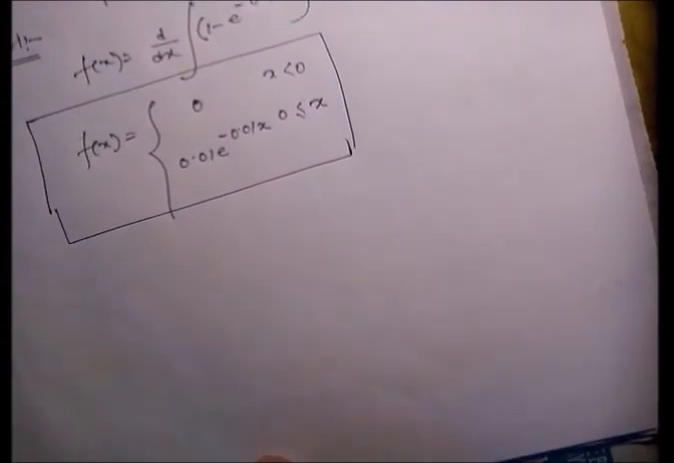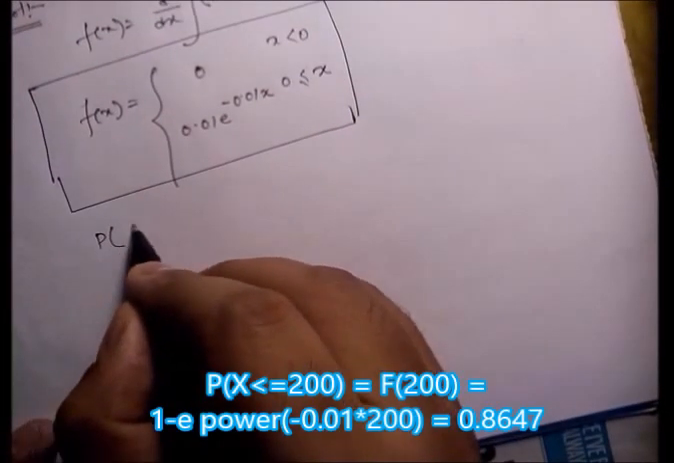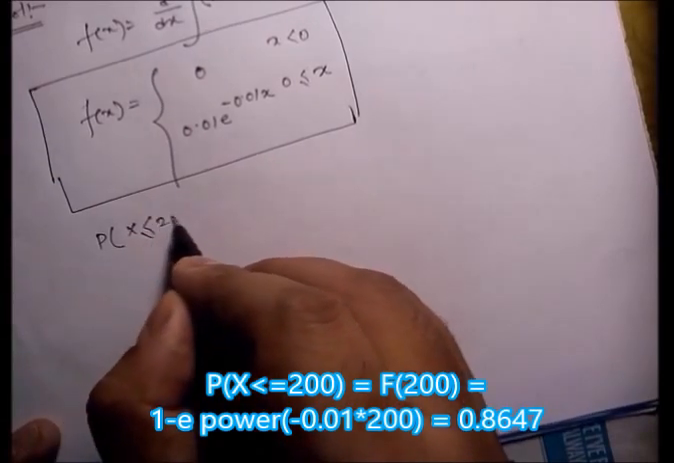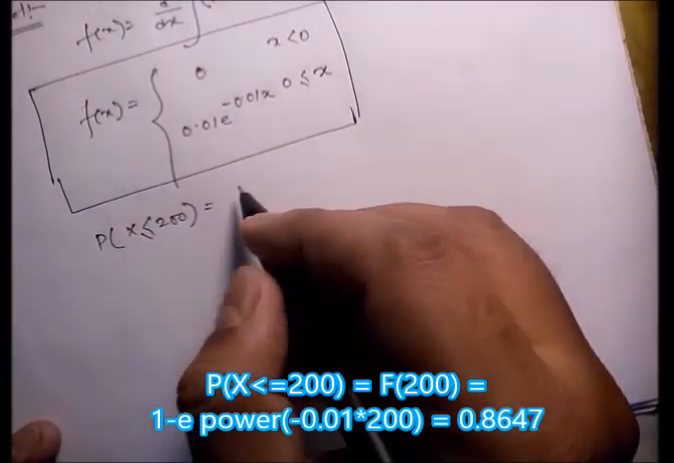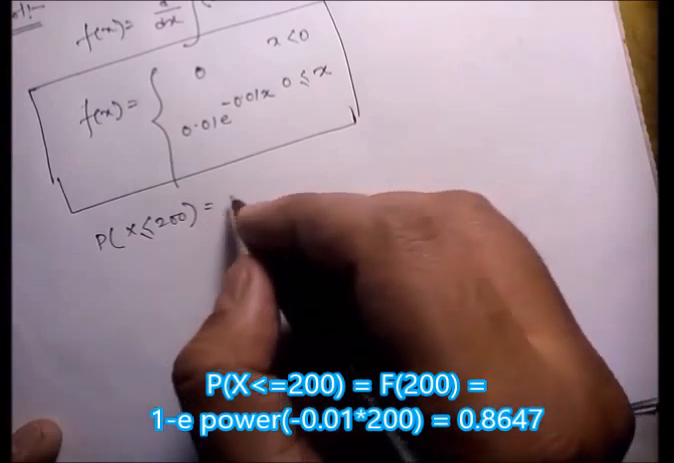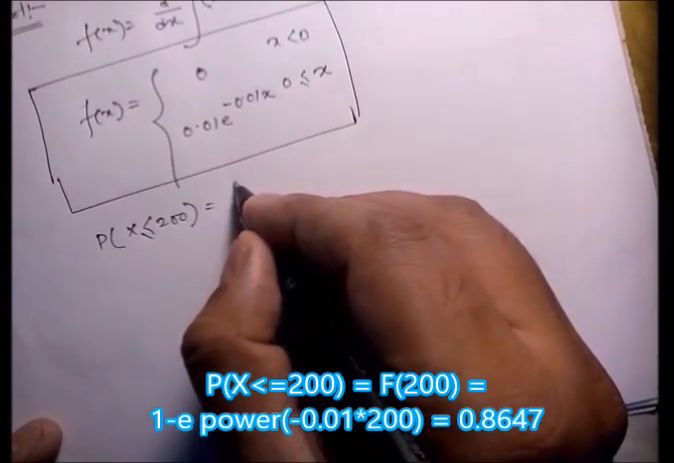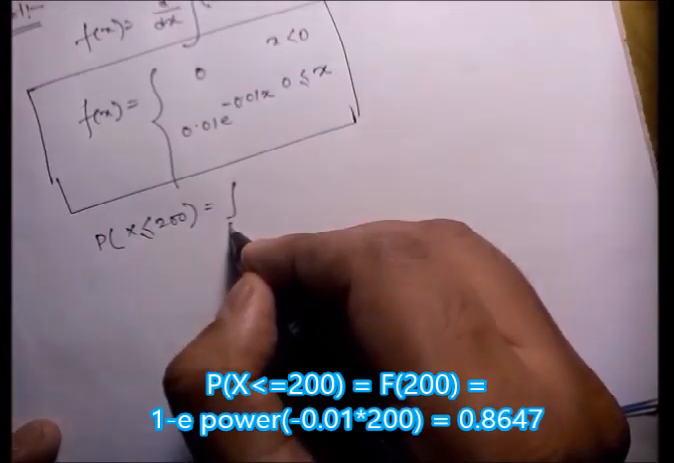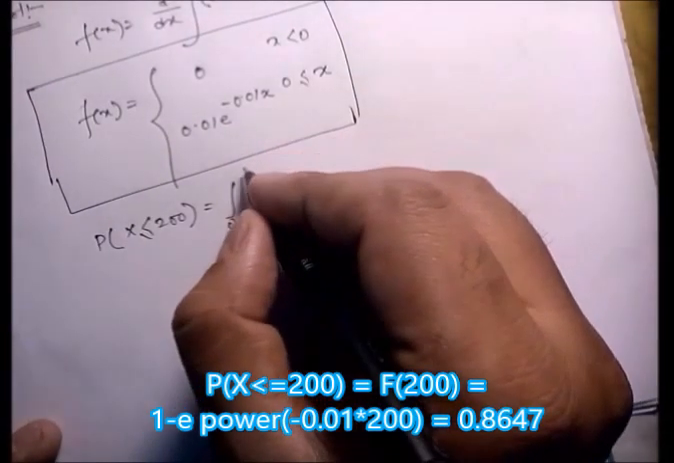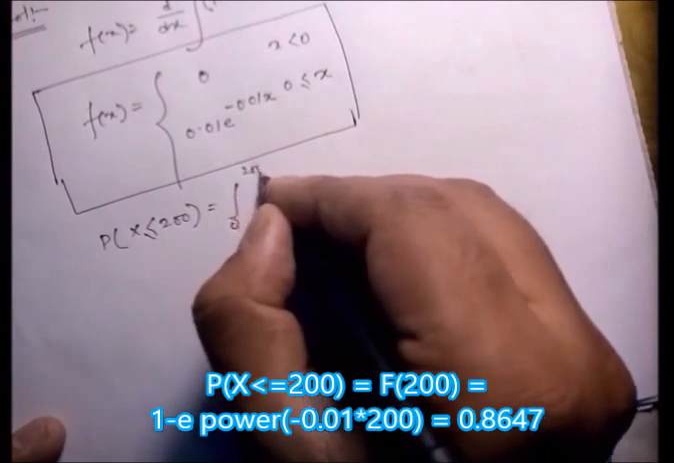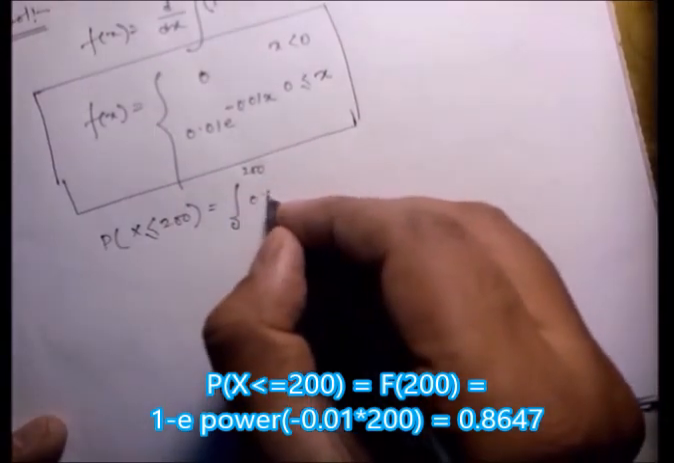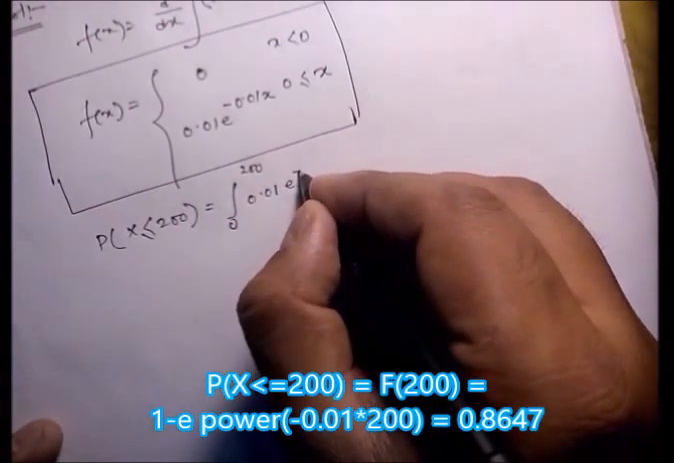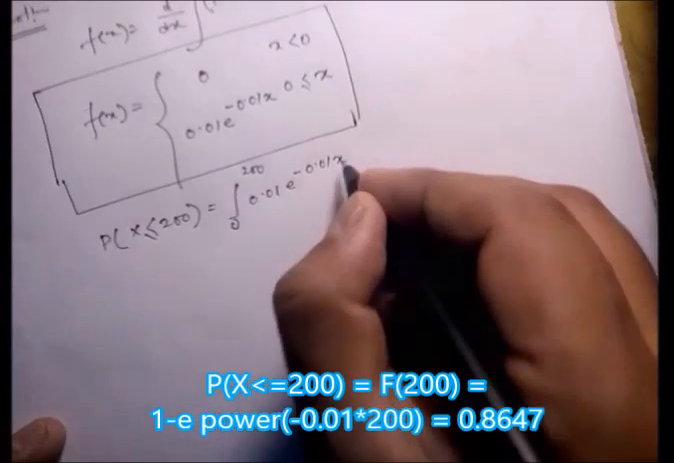Next question: what is the probability that the reaction will complete within 200 milliseconds? That means x less than or equal to 200 milliseconds. So from 0 to 200 milliseconds, the density 0.01 e to the power minus 0.01x is given.